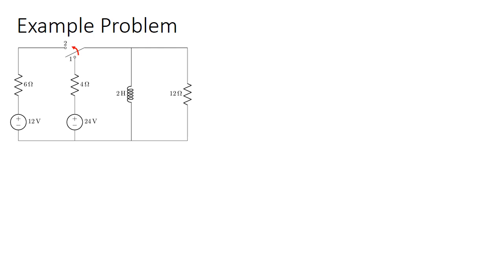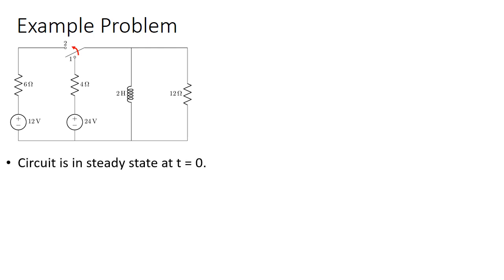In this particular circuit, it's laid out so that there are two DC sources and three resistors and an inductor. There is a switch in this circuit that moves from position 1, where the switch is touching position 1, up to position 2 at t equals 0.